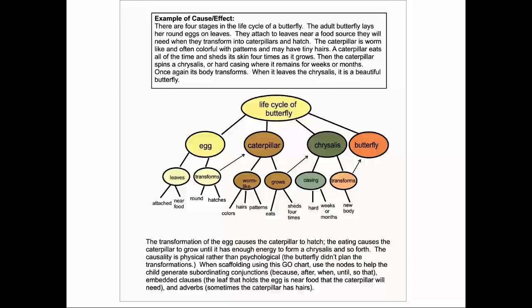There are four stages in the life cycle of a butterfly. The adult butterfly lays her round eggs on leaves. They attach to leaves near a food source they will need when they transform into caterpillars and hatch. The caterpillar is worm-like and often colorful with patterns and may have tiny hairs. A caterpillar eats all the time and sheds its skin four times as it grows. Then the caterpillar spins a chrysalis or hard casing where it remains for weeks or months. Once again, its body transforms. When it leaves the chrysalis, it's a beautiful butterfly.